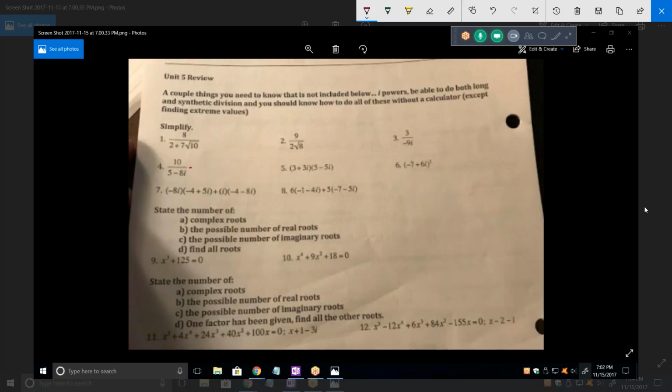So for this one, could you just multiply by 8i on the top and bottom? No, that won't get rid of the i in the bottom. No? Okay. Notice what happens if I do that. Oh, yeah, because of the 5, you end up with 40i. So you multiply by 5 plus 8i.